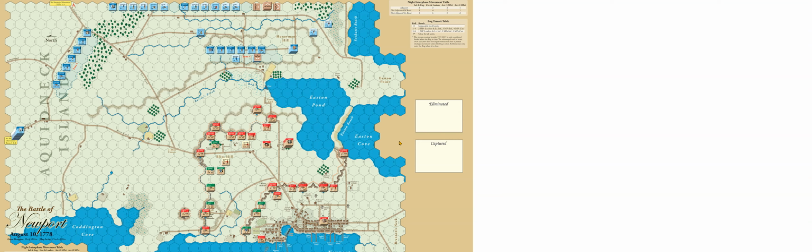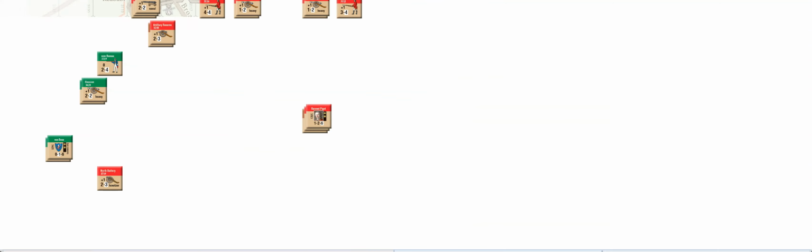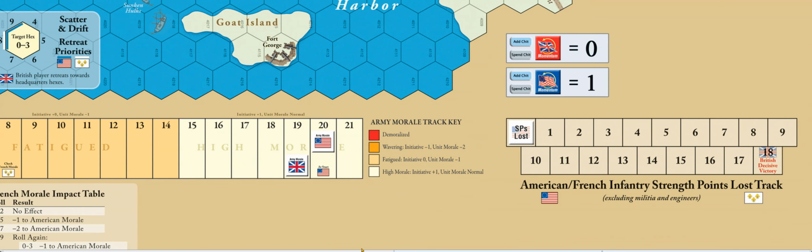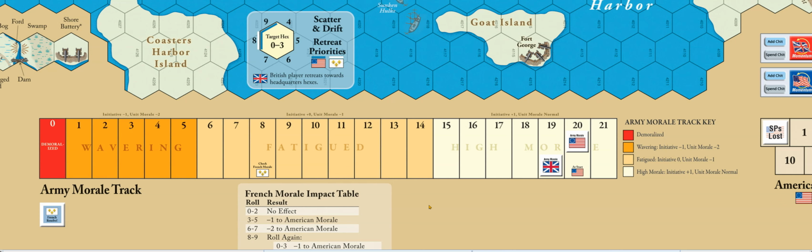The game within the game of the BOAR system is the interplay between individual unit morale and a player's overall army morale at any given time. Army morale is measured on a sliding scale, and I think, Rob, if you can track down to the army morale track on this map and possibly enlarge it. There we go. So there you have the army morale track.